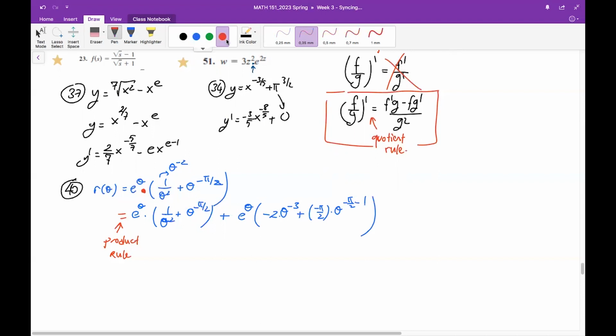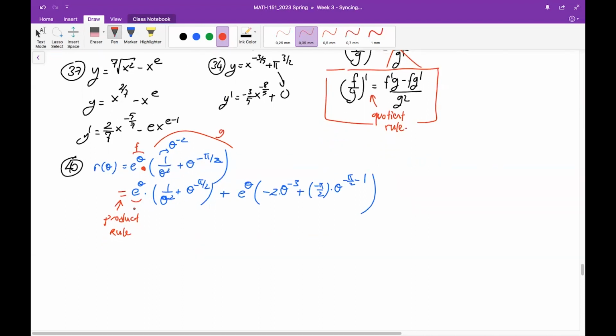Okay, what I have done here is, let's call this f and this part as g. So this is f prime times g plus f times g prime. This is what we call as the product rule. Okay, let's apply quotient rule now, if no questions.